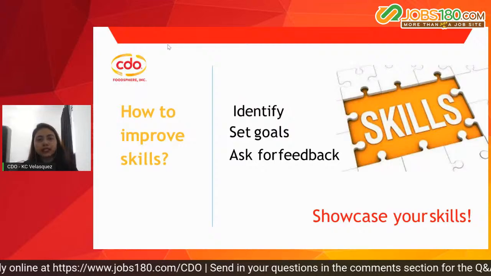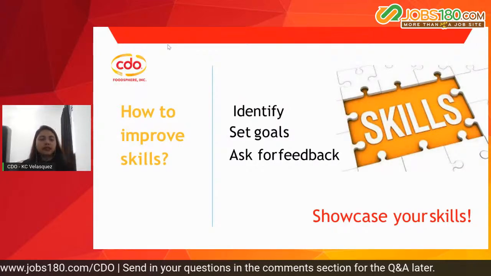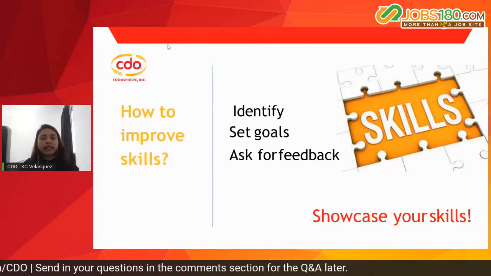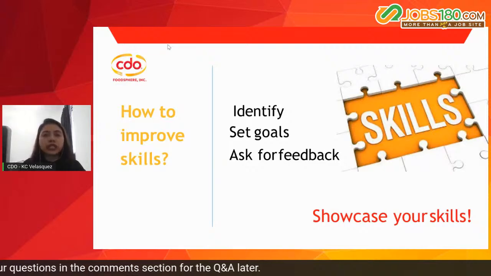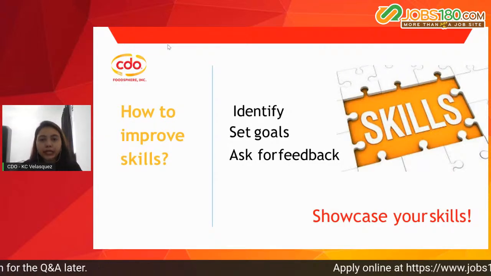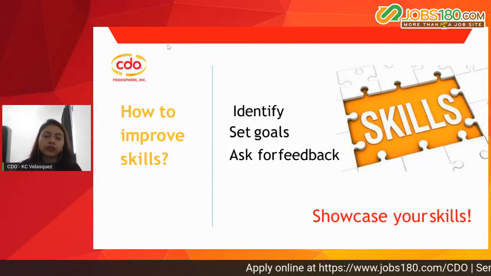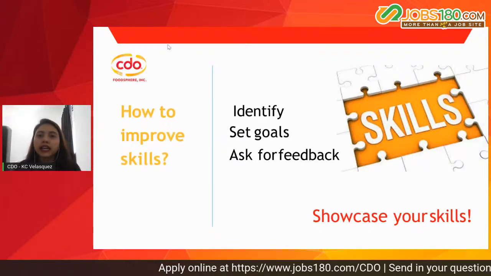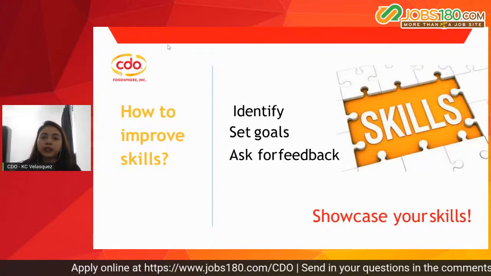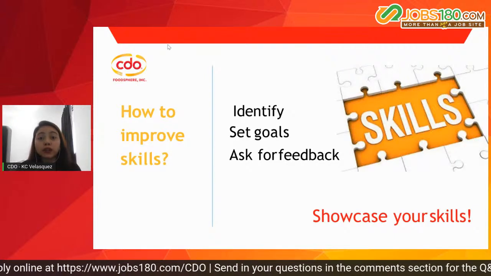I'd like to also share, aside from identifying the top skills, how to improve those skills or our weaknesses. Number one, of course, is to identify. There are only three of these. So, number one is to identify. This is what I said you need to do before we start with the talk.